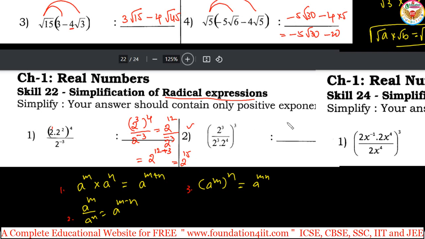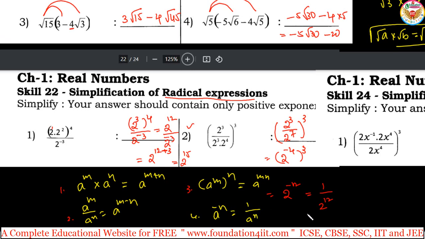See one more problem then. 2 power 3 is the numerator. Denominator is 2 power 3 and 2 power 4, so 2 to the power 7, whole to the power 3. Next, 2 to the power, numerator and denominator same base, so 3 minus 7, that is minus 4, whole to the power 3. Then 2 to the power minus 4 into 3 is minus 12. This I can write as 1 by 2 to the power 12 also, because we have the formula a to the power minus n is equal to 1 by a to the power n. Okay, you can apply this.